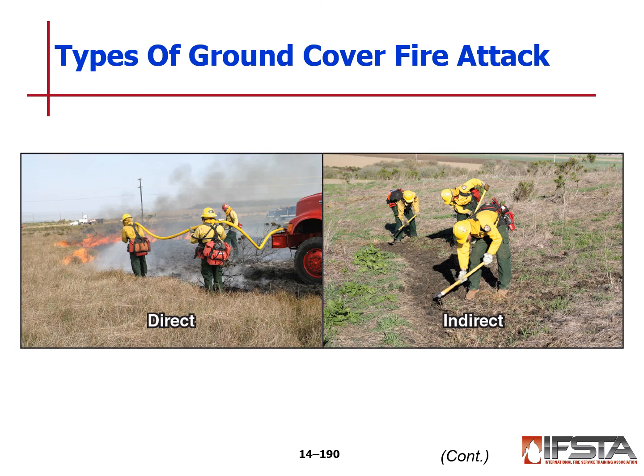Ground cover fires can be attacked directly. You can lay wet lines and you can also use a pump and roll technique as they're doing in the picture on the left hand side of the slide. On the right hand side is creating control line. They're raking vegetation away down to the mineral soil and removing the fuels.